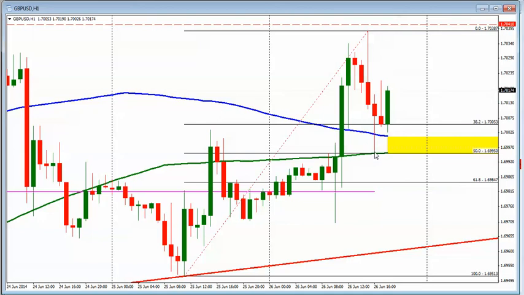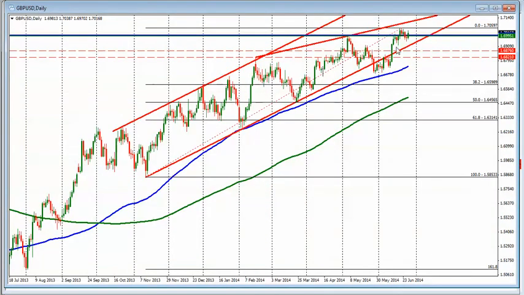We had a little scare when we came down and tested support, but the market is finding buyers now, and that would suggest that perhaps the next move is to retest that 1.7041 level, see if we can get above that level and continue this rally to the upside. The high price for this year came last week at the 1.7061 level, I think it was. That was a high price, and that would be a target if we get above the 41 level.